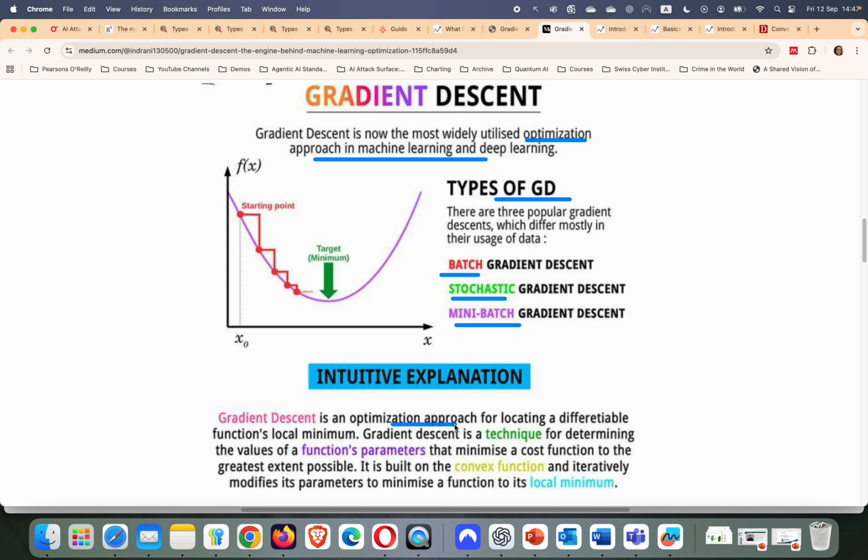Gradient descent is an optimization approach for locating a differentiable function's local minimum. And gradient descent is a technique for determining the values of the function's parameters that minimize a cost function to the greatest extent. It's built on the convex function and iteratively modifies the parameters to minimize the function toward the local minimum. What does that mean? Let's explain this in one sentence.